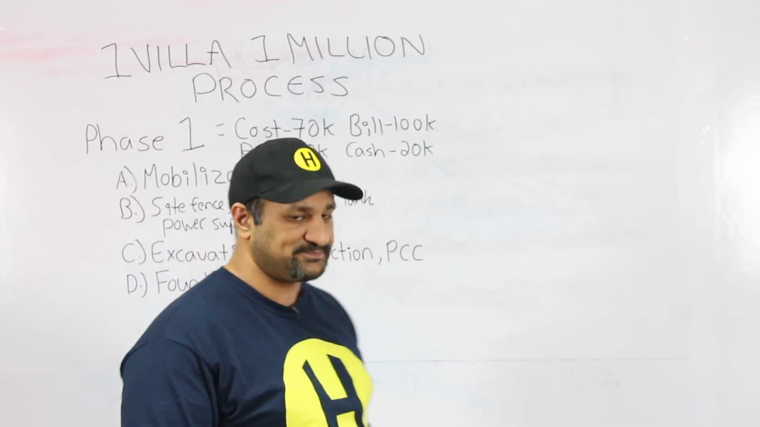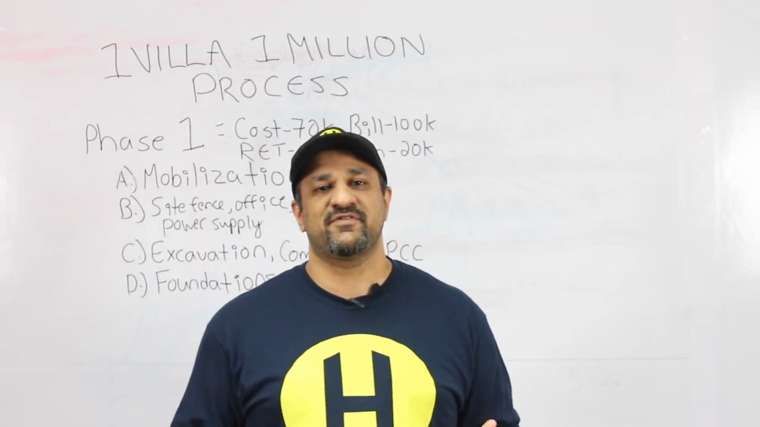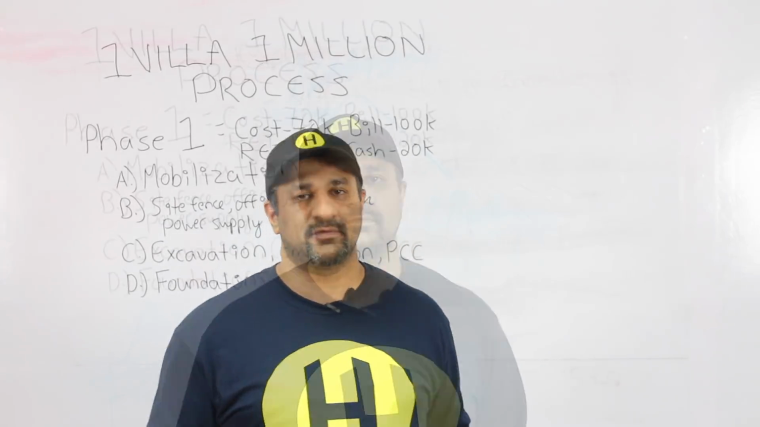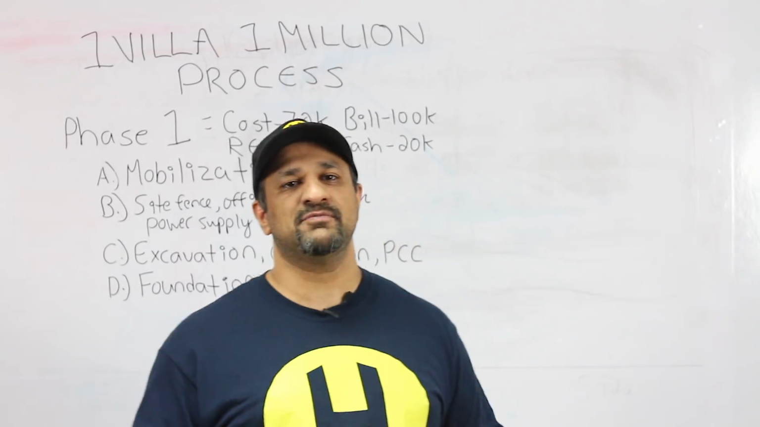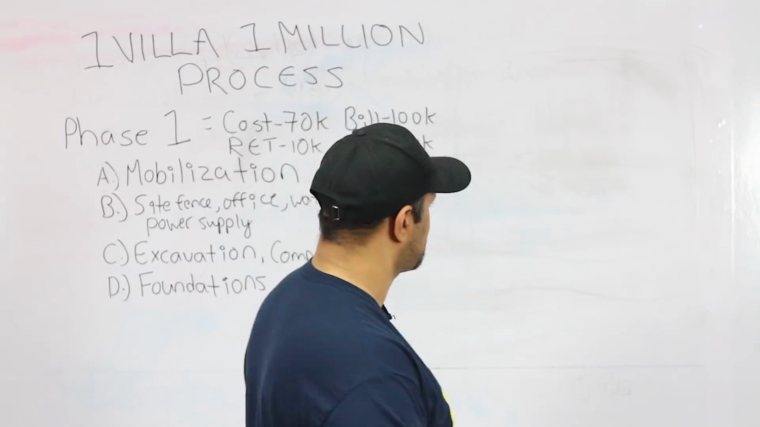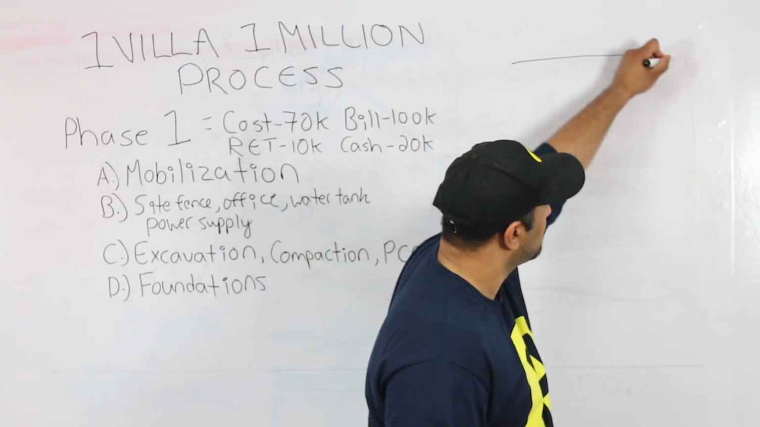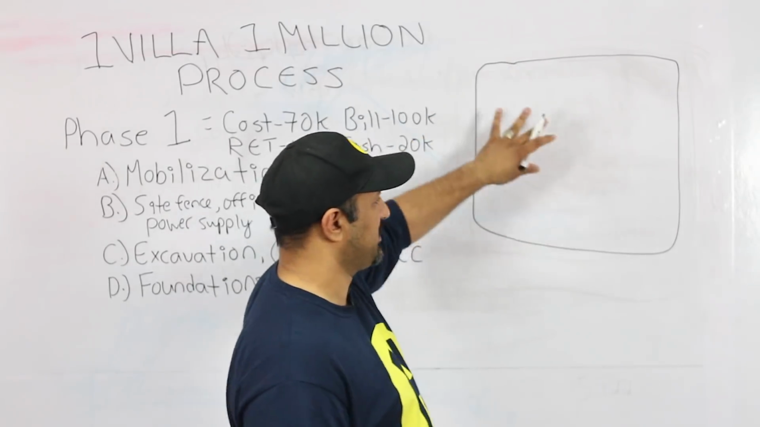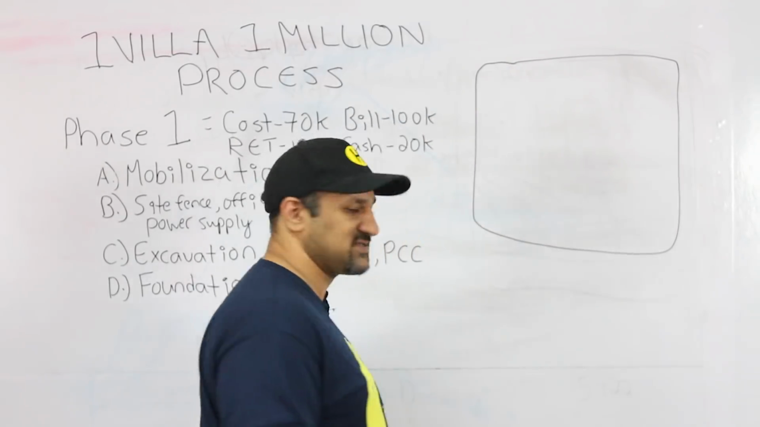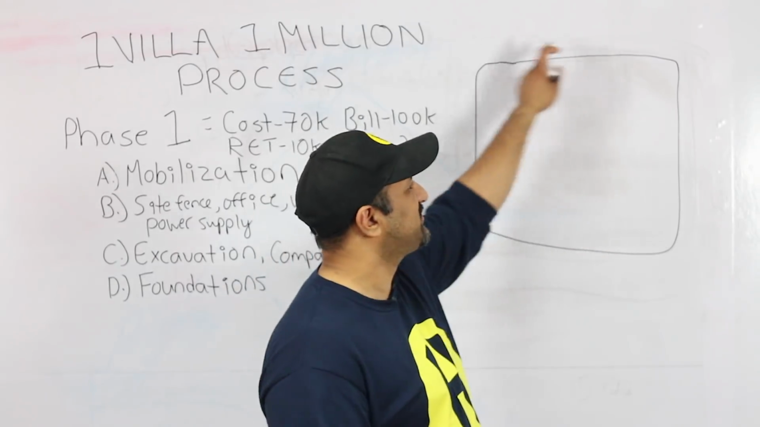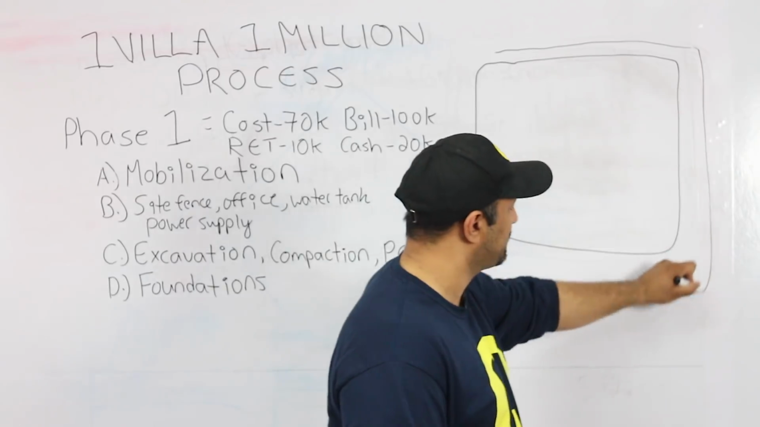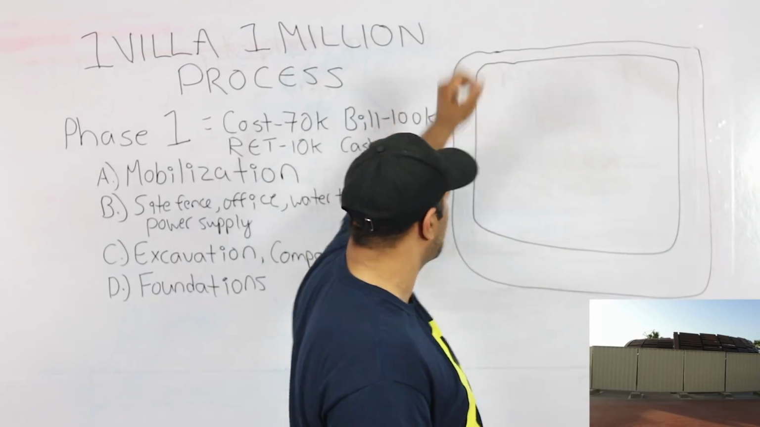Now in phase 1, what makes it easier for me and you is if I give you some visuals and I draw it out. So we'll start with phase 1 and the mobilization. I'm going to draw this out for you. So this is your lot size. This is the lot of the property. Now the first thing that happens is that the property is fenced in to protect it. So the site fence is the first thing that goes up. And this is the site fence all around the property.